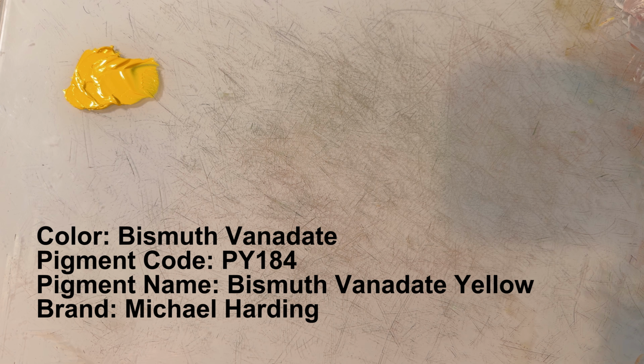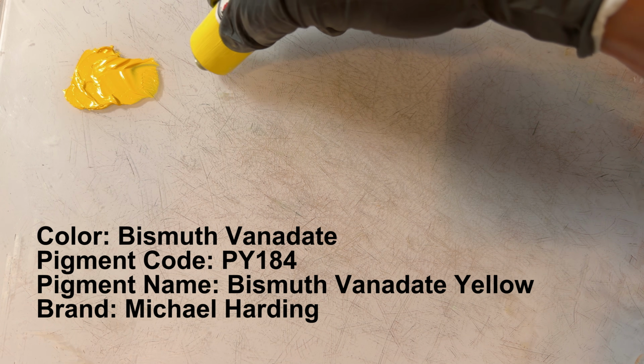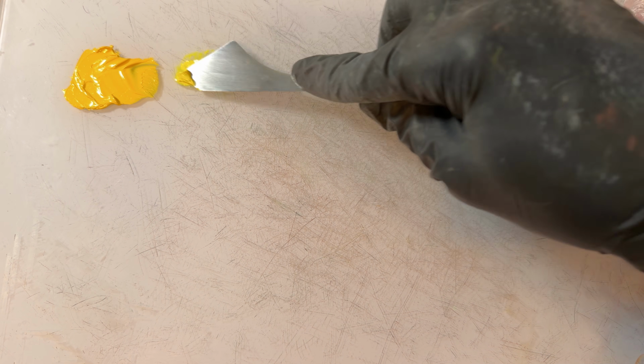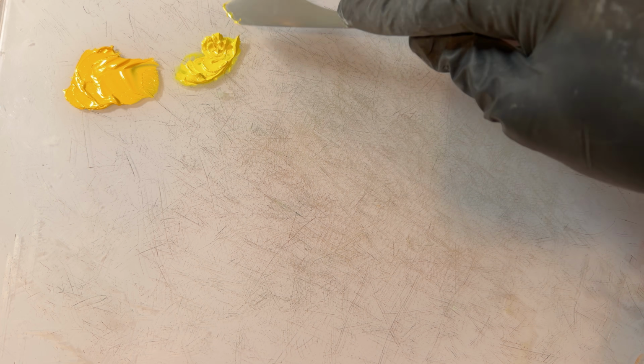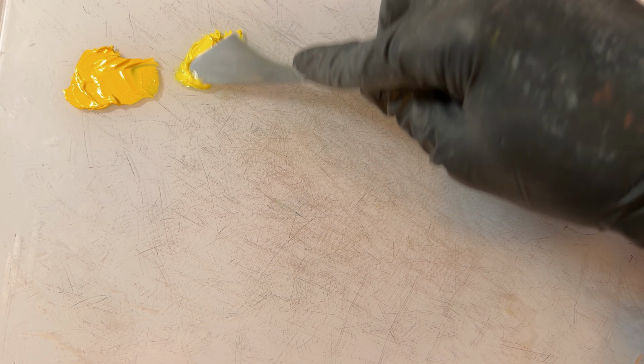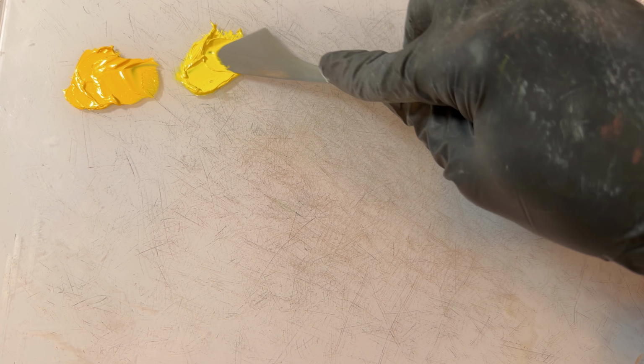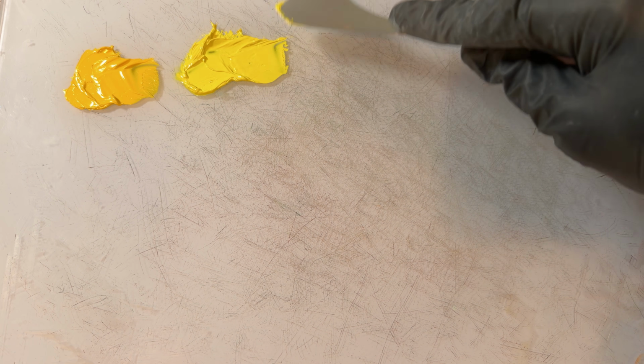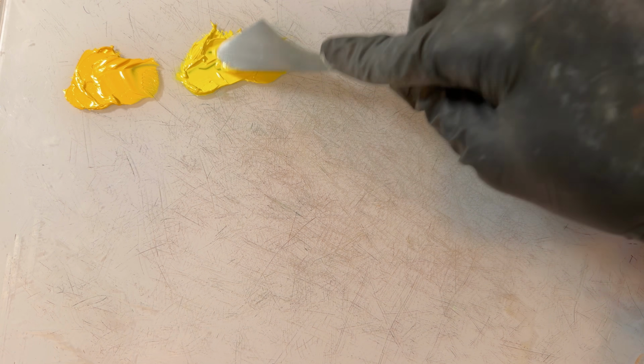The next one is bismuth vanadate, and that one is PY184. The pigment is bismuth vanadate yellow. And this one is a good non-toxic alternative to cadmium yellow lemon. It's a bright, light lemon yellow with greenish undertones. It has good tinting strength and strong light fastness. Just to warn you, there are quite a few yellows here. I must have been really in that zone lately.